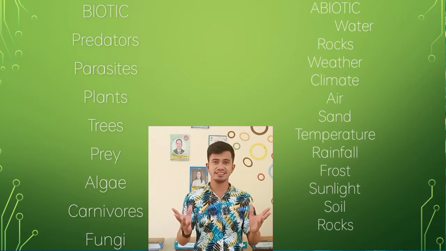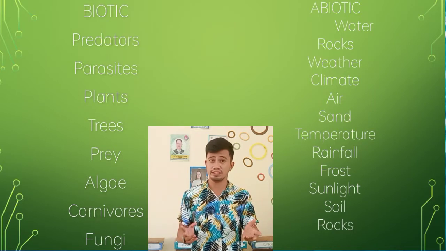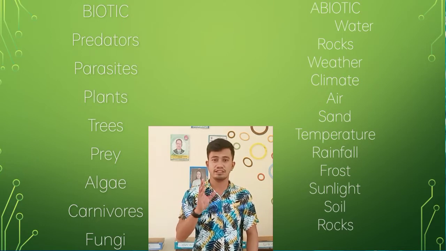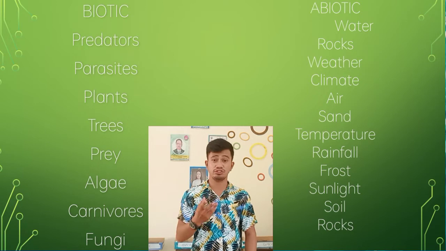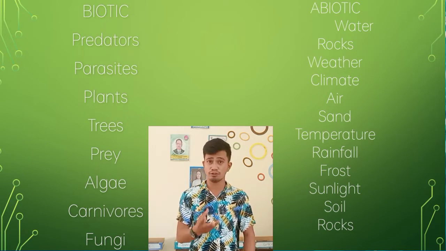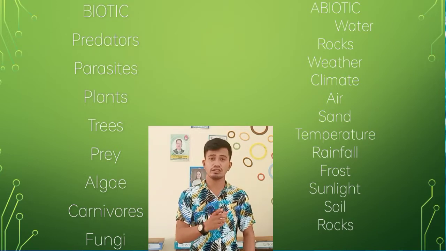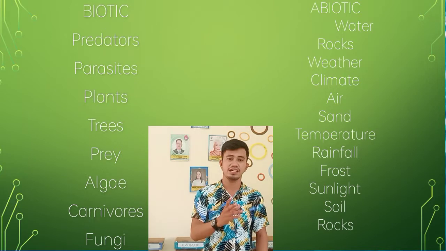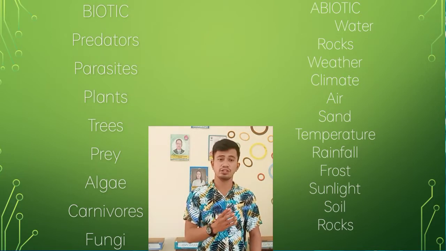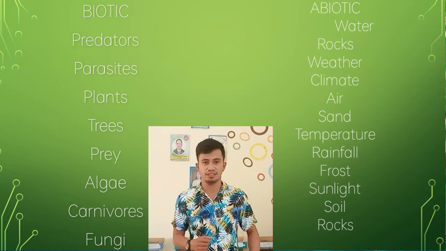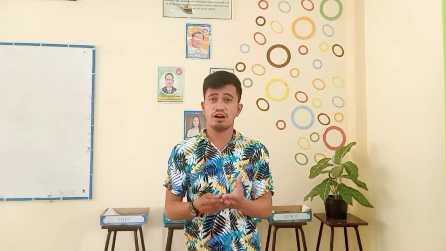And these are the answers for our activity. For biotic factors: predator, parasite, plants, trees, prey, algae, carnivores, fungi. They belong to biotic factors. And for abiotic factors: water, rocks, weather, climate, air, sand, temperature, rainfall, frost, sunlight, and soil. They all belong to abiotic factors. I hope that you got the perfect score from this activity. And now let's proceed to our next activity.